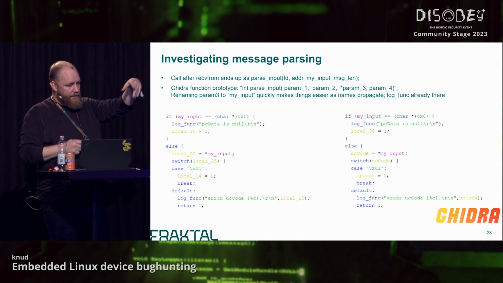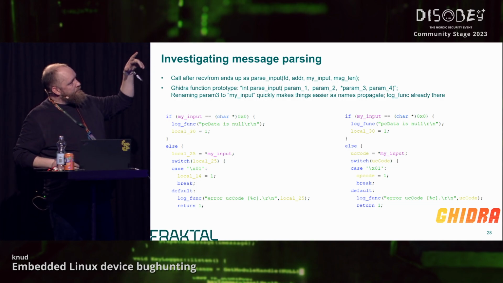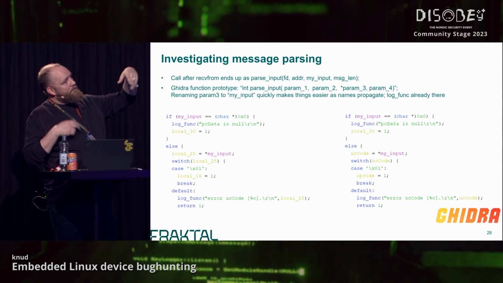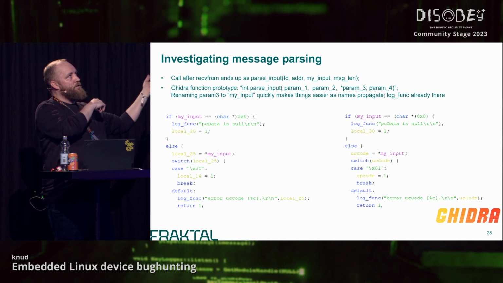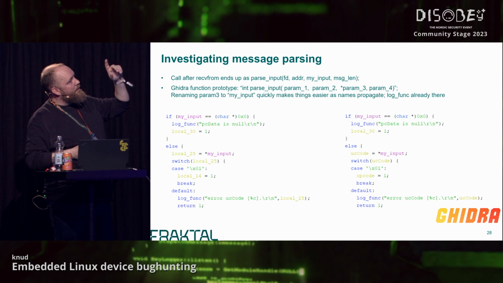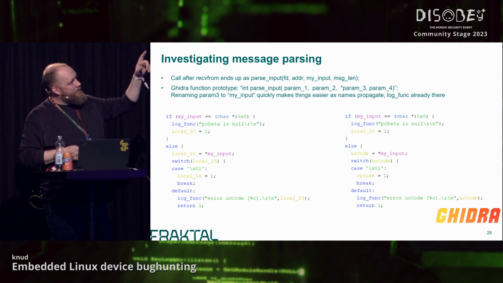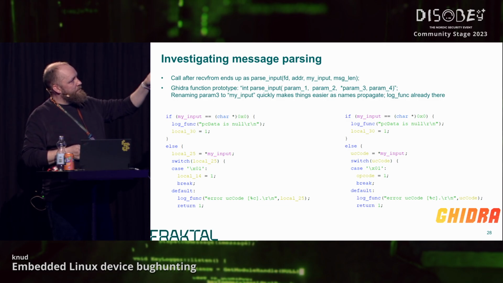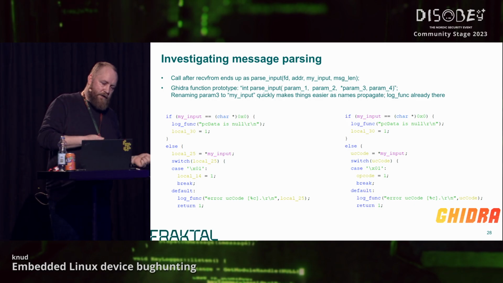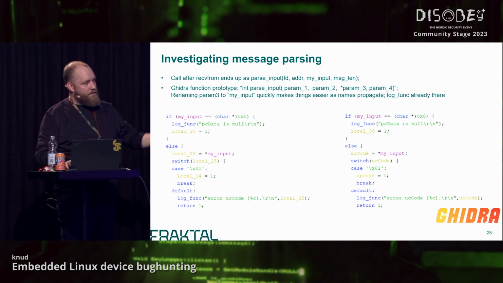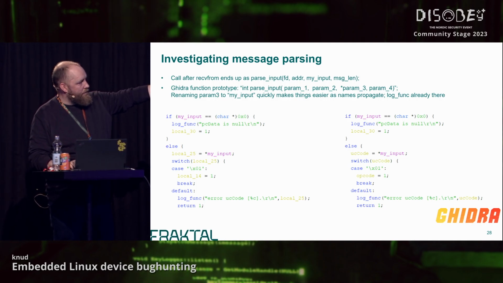And then when you look at the actual message parsing code, the calls after receive from, the Ghidra function prototype for the actual parse input function is just going to show you that those names will not propagate, because they're local to the outer function. But just renaming in the function prototype, renaming param3, which I know is my input, when I rename it there, the names are going to propagate down, and as you can see here, there's a function called logfunc.